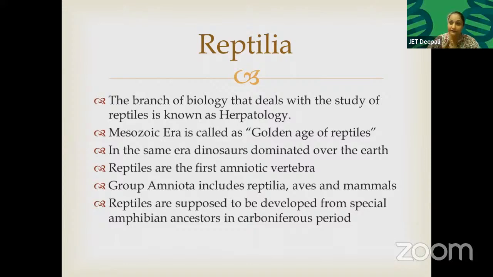Okay. Their further developed body systems led them into the development of reptiles. Okay. So they came from amphibian ancestors in the Carboniferous period, because the Carboniferous period is known as the period of amphibians.